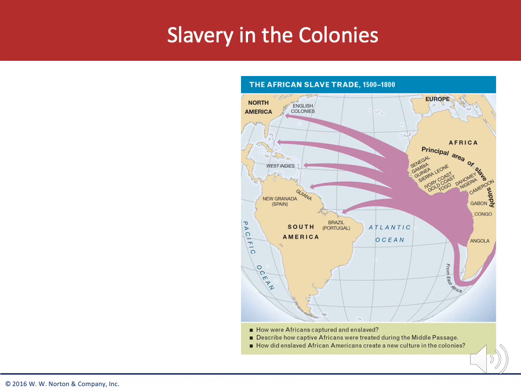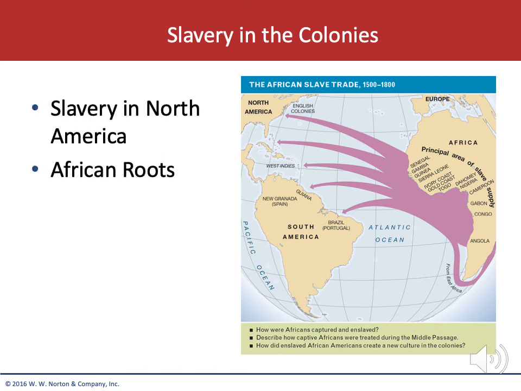So by 1700, enslaved Africans make up about 11% of the total population in the American colonies. So slavery was much more common in the Chesapeake colonies and the Carolinas. The slaves that came to America were mostly West African, as you can see from this map.